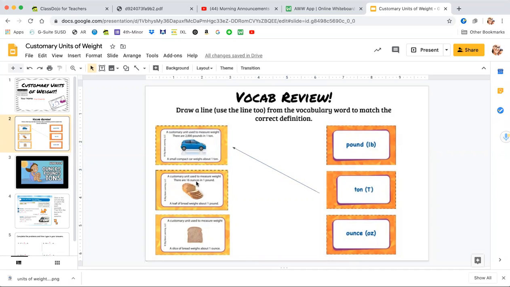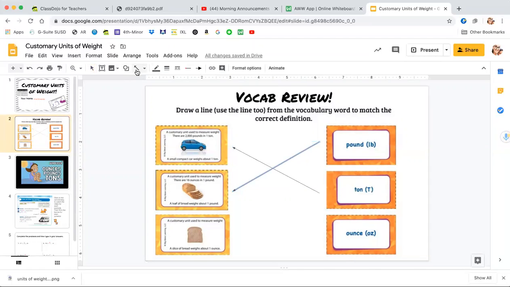Then we have a customary unit used to measure weight. There are 16 ounces in 1 pound. A loaf of bread weighs about 1 pound. So then I could do pound to, oops. And then I can click on that line tool again, pound to, oops, that was not supposed to happen. So 1 pound is about as much as a loaf of bread.